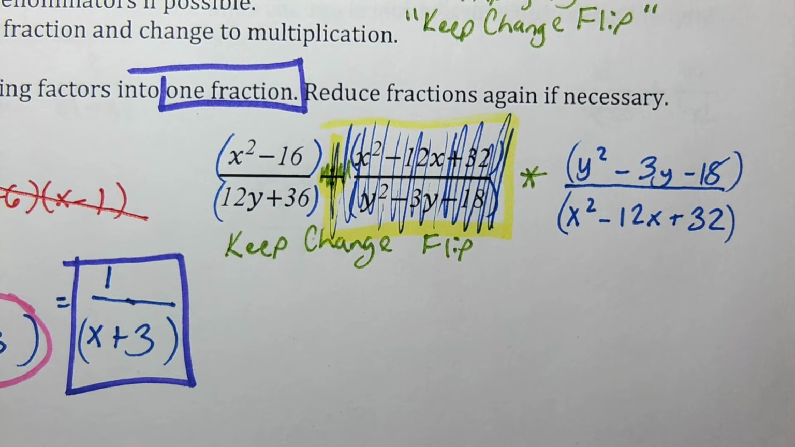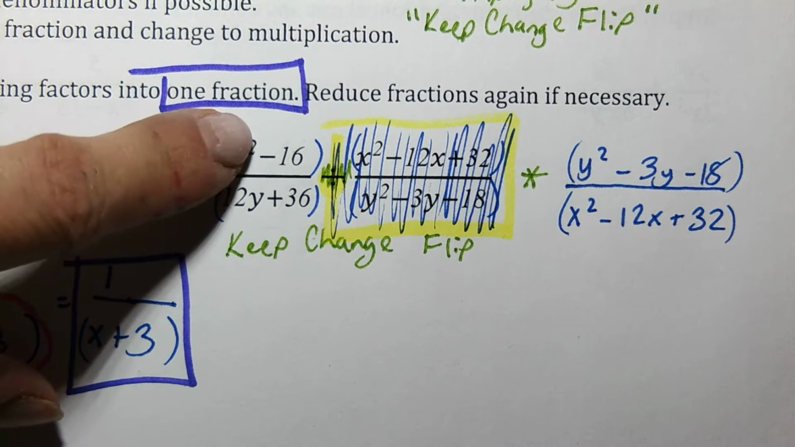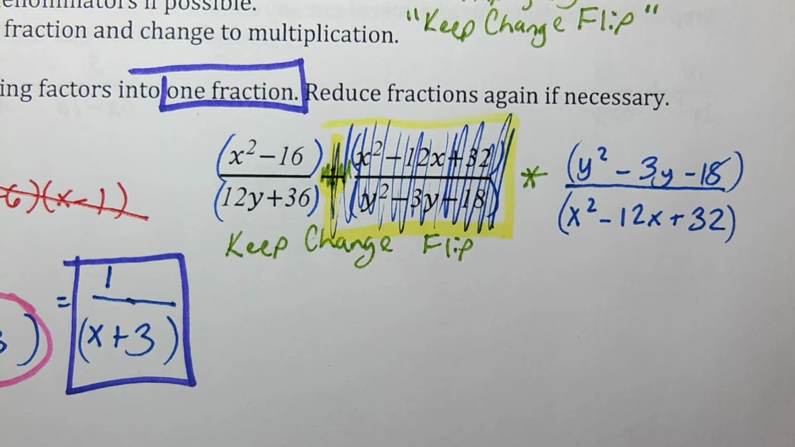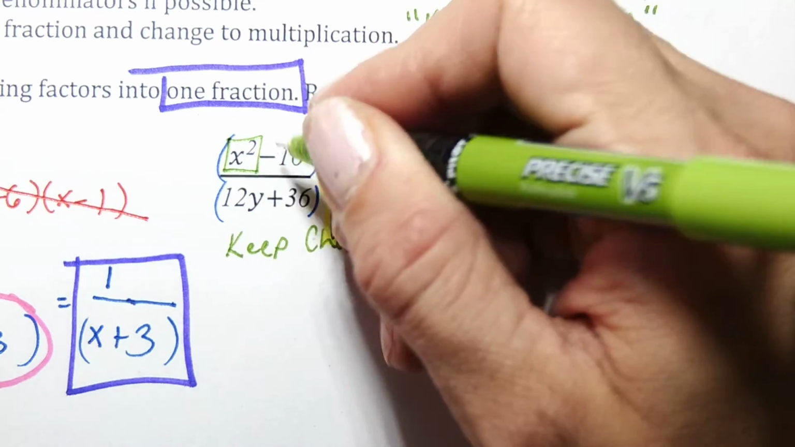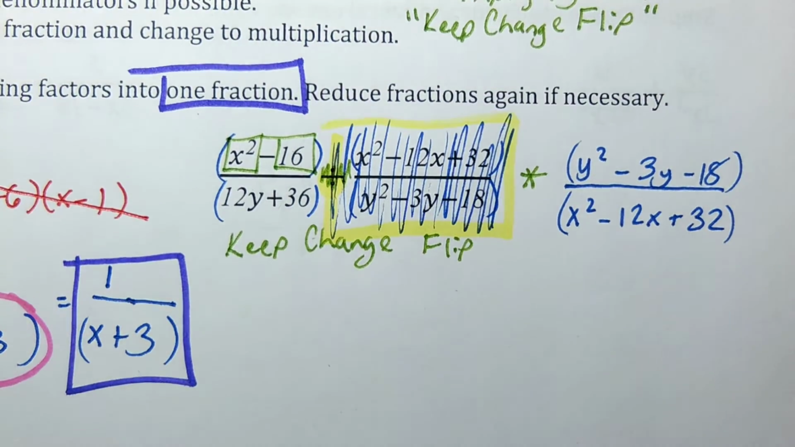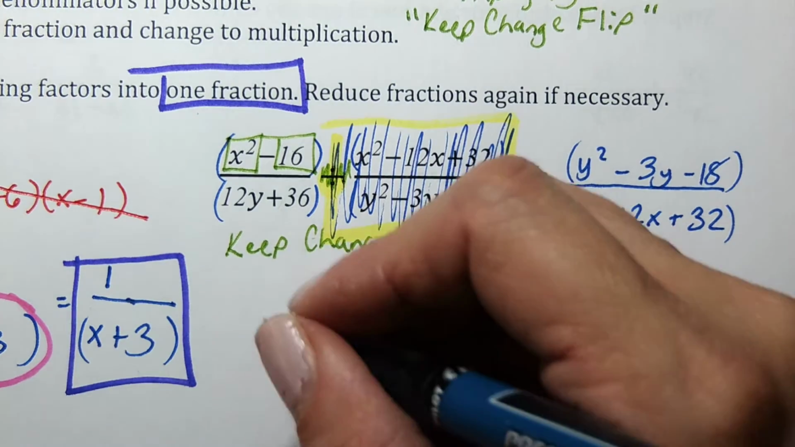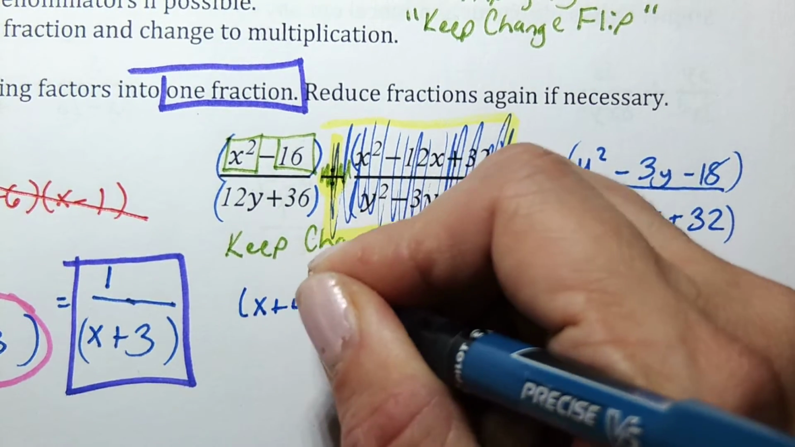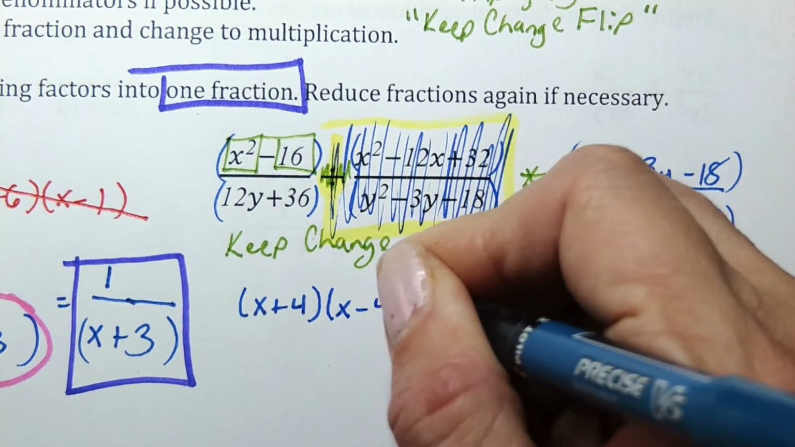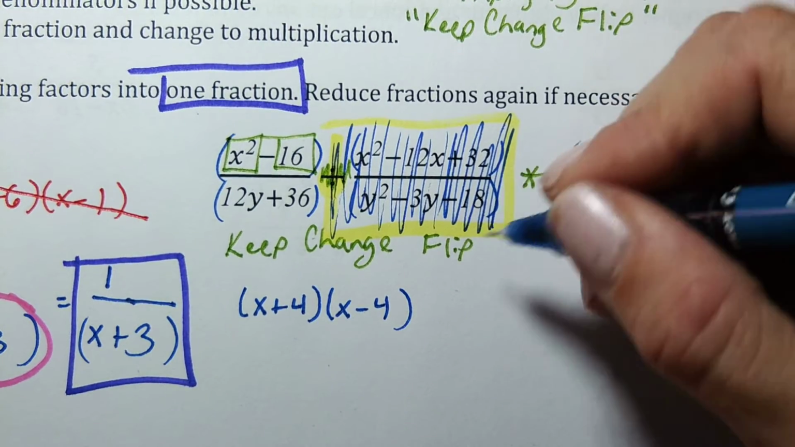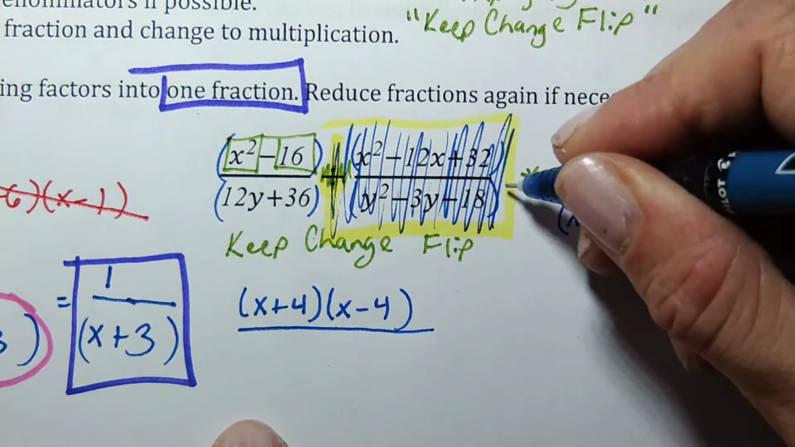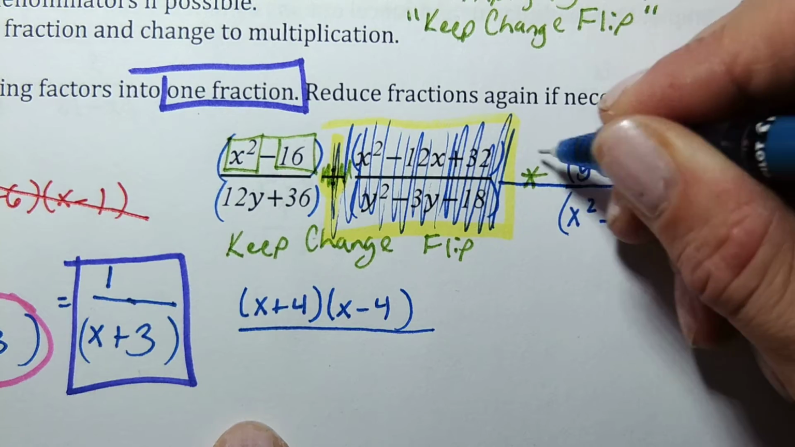Next, we want to try to factor. Can I factor x squared minus 16? Yeah, difference of squares from the last unit. We're pros at this. So x squared is a perfect square. 16 is a perfect square. So I can factor this as x plus 4 and x minus 4. Then we join that together with my other fraction part.